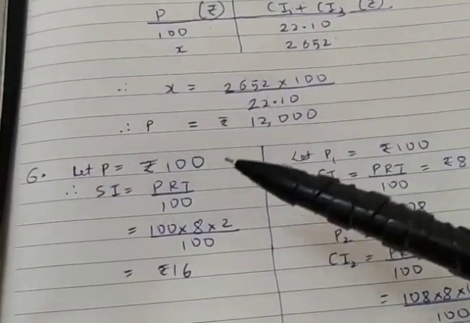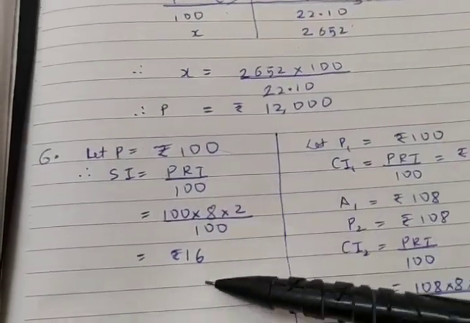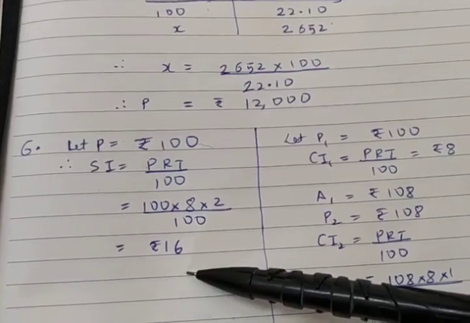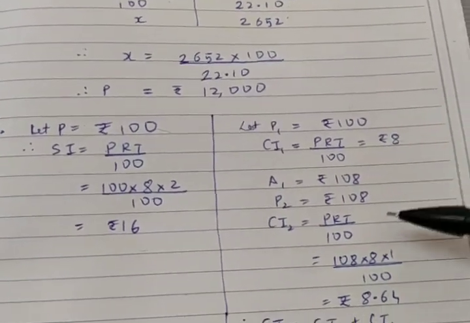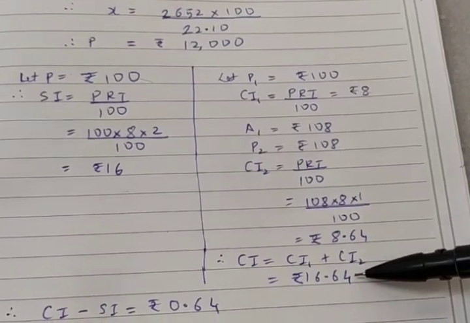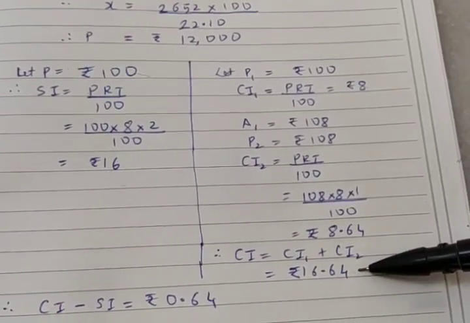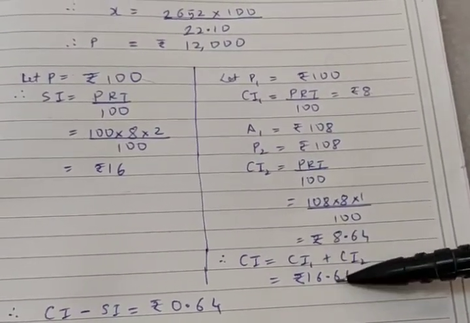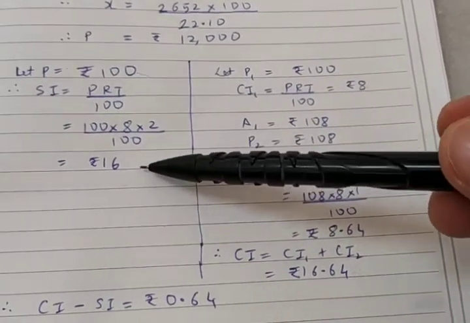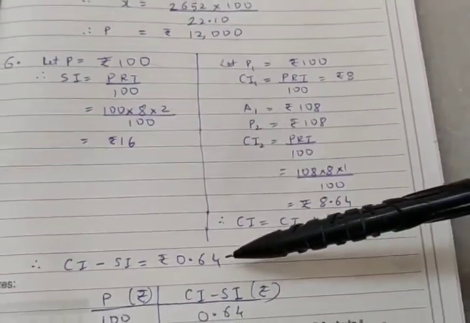Let's assume the principal to be 100. So the simple interest for 2 years is 16 rupees. And the compound interest for the first year and second year will totally be rupees 16.64. Obviously, the compound interest will be more than the simple interest. So the difference between them is just 64 paise.